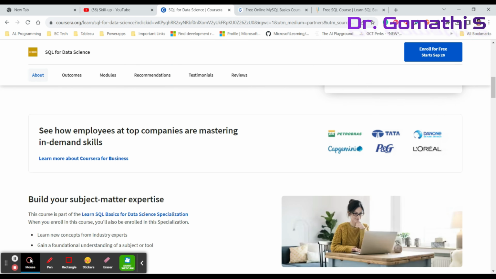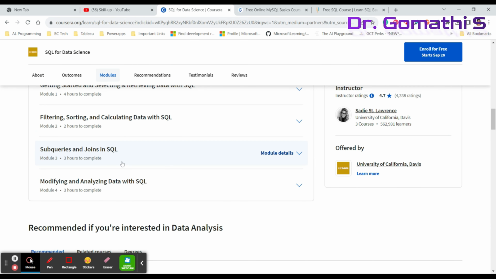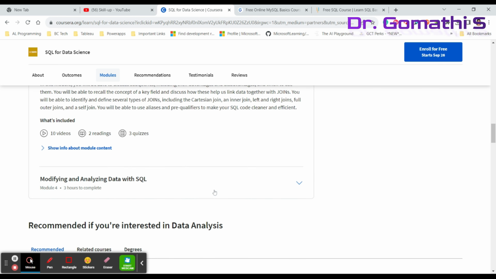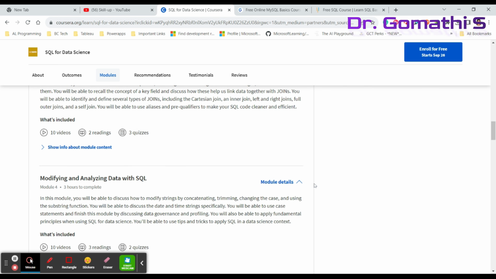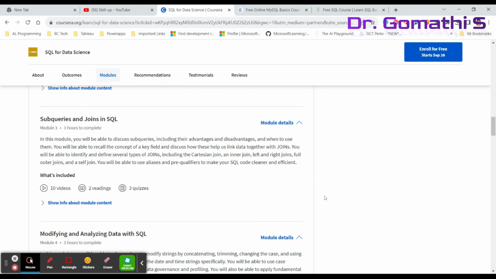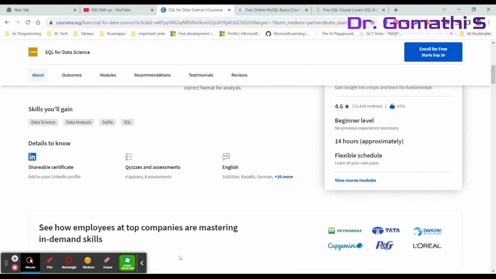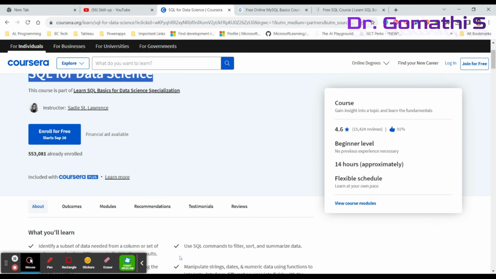So what you'll be learning here is getting started and selecting, retrieving data with SQL, filtering and sorting, subqueries and joins, and modifying and analyzing data with SQL. You will be getting a certificate as well after completing this, from UC Davis University.